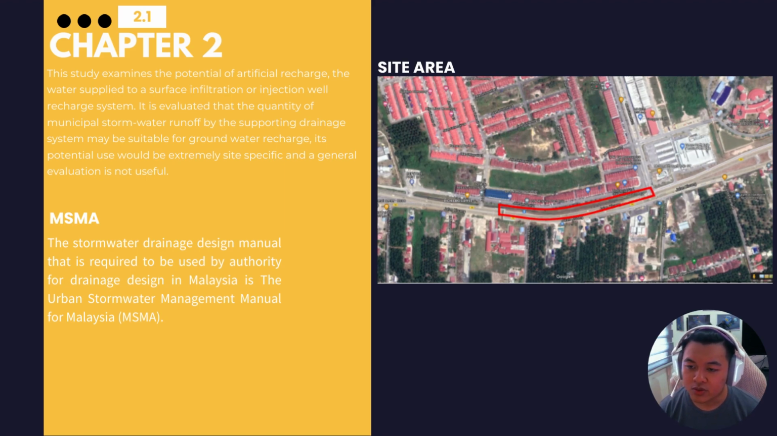Its potential use will be extremely site-specific and a general evaluation is not useful. The stormwater drainage design manual required to be used by authorities for drainage design in Malaysia is the Urban Stormwater Management Manual for Malaysia, in short form MSMA.